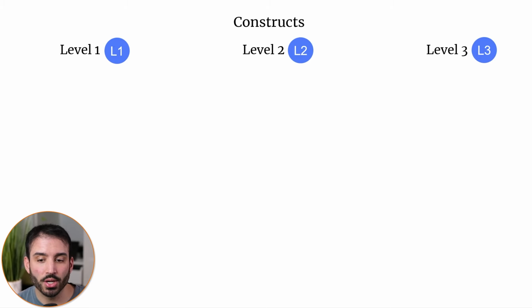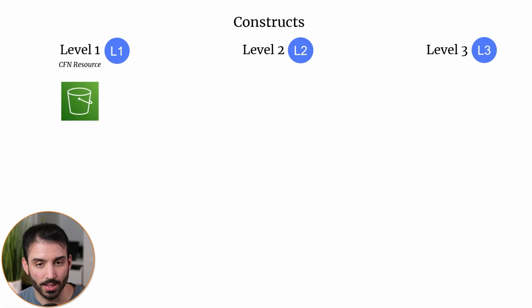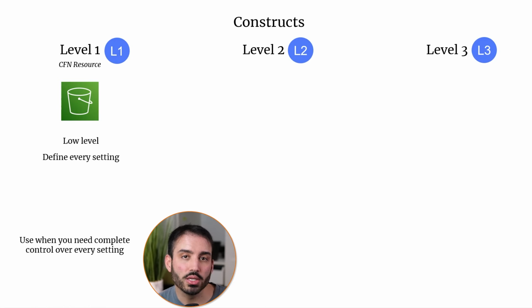So the first one is L1 constructs, and these are often called CloudFormation or CFN resources. And every time you see the letters CFN something in your CDK code, that means that what you're using is an L1 construct. So CfnBucket, for example, if we're referring to an S3 bucket. And so level 1 constructs are the lowest level constructs that are offered in CDK, and they allow you to define every single setting that's associated with that S3 bucket. And usually you only really use L1 constructs when you need to control every single setting. And they're most useful for people that are already extremely familiar with CloudFormation.